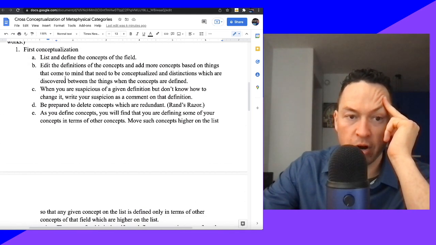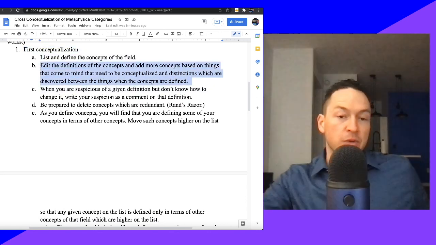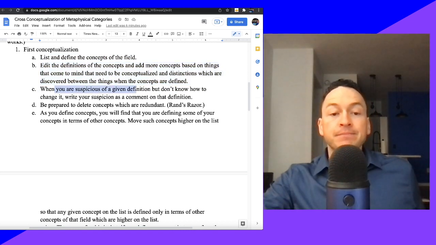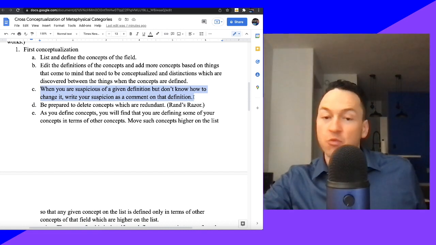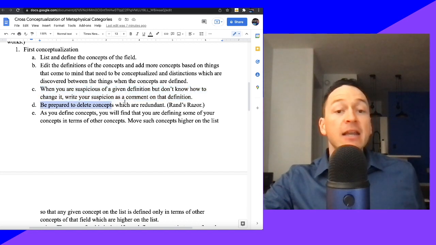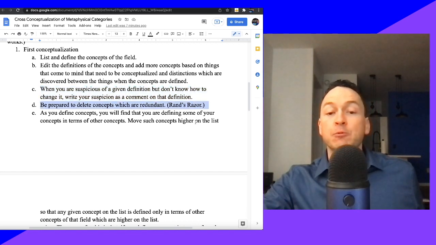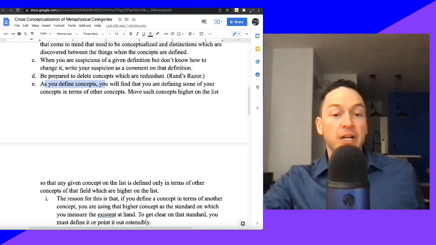Okay, so we got more of our rules for our first conceptualization. We listed some concepts. We edited the definitions to make them consistent with one another. Here's something worth noting. When you are suspicious of a given definition but don't know how to change it, write your suspicion as a comment on that definition. So just write in the marginalia or use Google Docs to write a comment. That's great. Be prepared to delete concepts which are redundant. Rand's razor, fantastic. We did that. Not too much, but we did it.